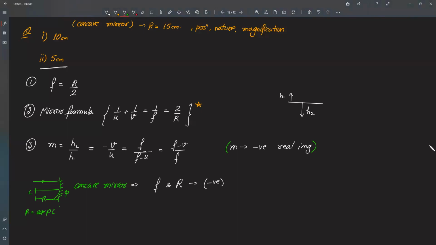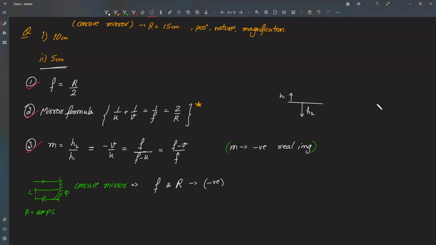Now I'm not going to write for the convex mirror. You know what will happen for a convex mirror. Both will be positive, right? For a real object, U is negative, V is negative for a real image and positive for a virtual image. We have already seen that. That's all. These are the sign conventions which you have to use, and these three are the formulas which you have to use. Now, based on this, we have to solve the above question.